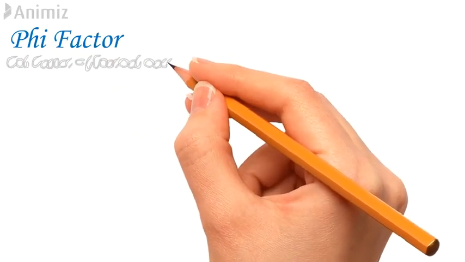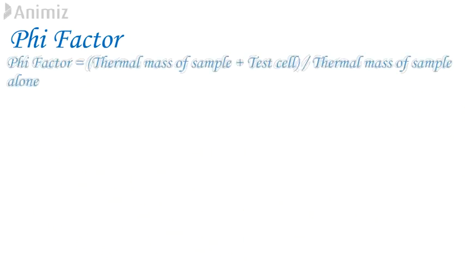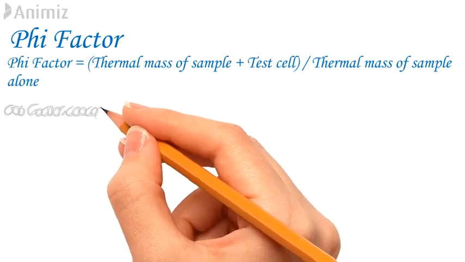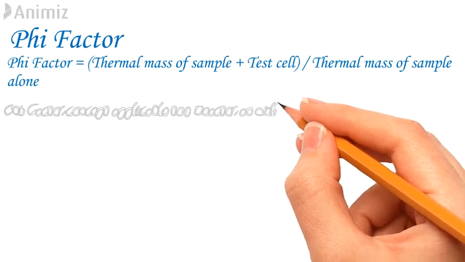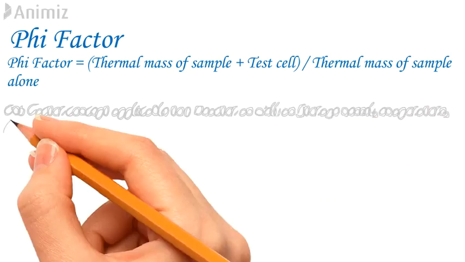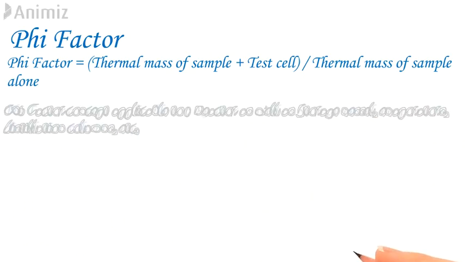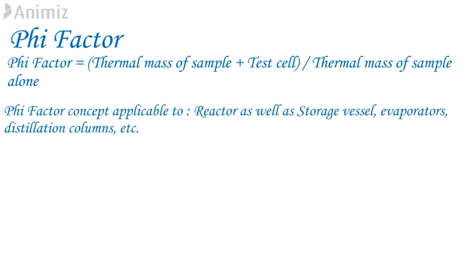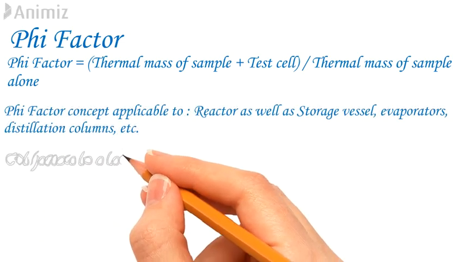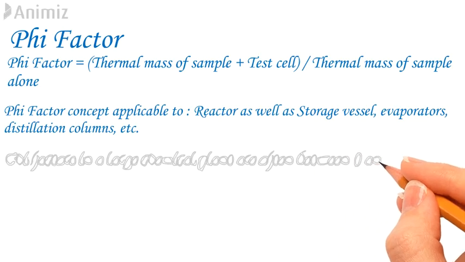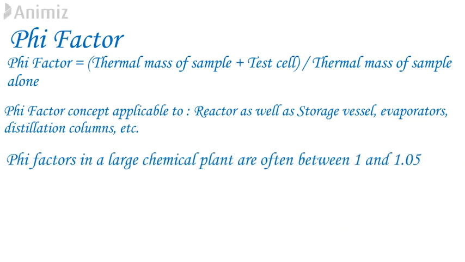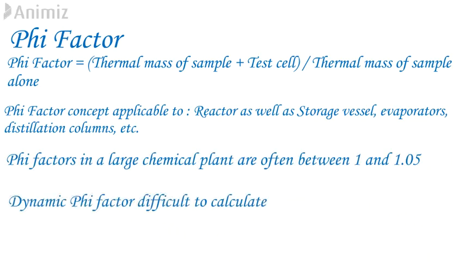Phi factor. Phi factor is a correction factor which is based on the ratio of the total heat capacity of the vessel to the total heat capacity of its content. The phi factor concept is applicable to reactors as well as storage vessels, evaporators, and distillation columns. Also, phi factor in large chemical plants is often between 1 to 1.05. Dynamic phi factor is difficult to calculate.